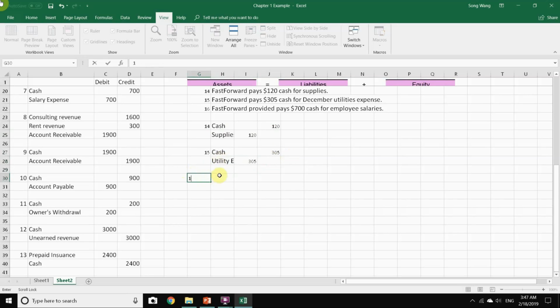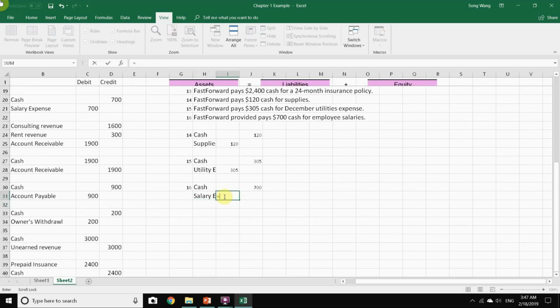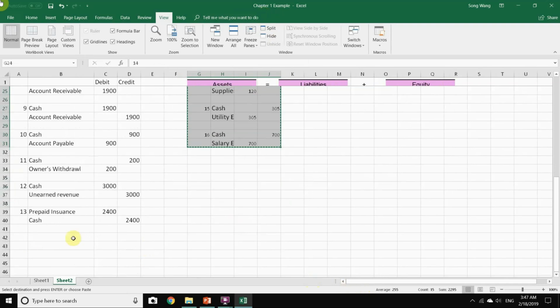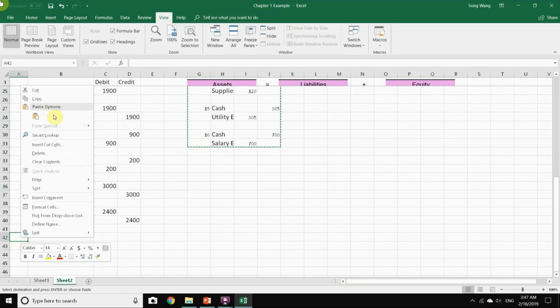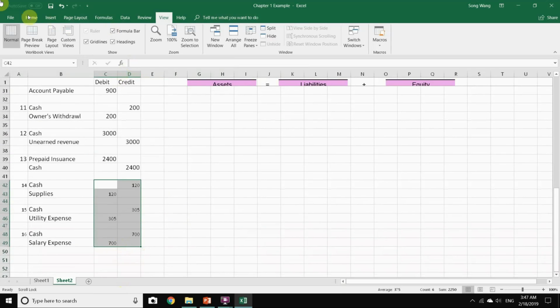All right, and number 16, the company provides $700 cash for employee salaries. So you will see cash being reduced. That's a 700 credit, and then salary expense, which equals the 700 here. Okay, now I'm going to cut and then paste right here. Okay, so all my numbers are together.